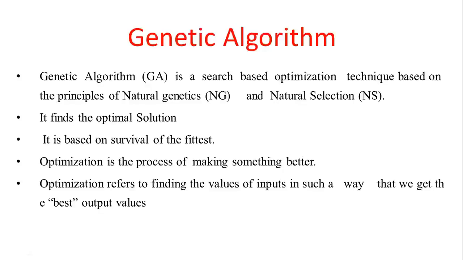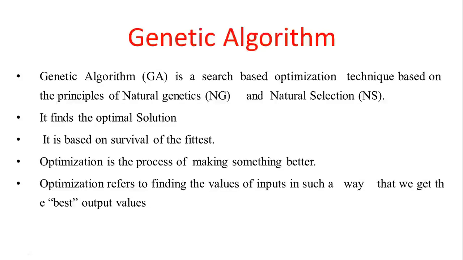So basically, genetic algorithm is a search-based optimization technique which is based on the principle of natural genetics and natural selection. It is also called a nature-inspired algorithm, an algorithm which is inspired from nature. Or we can also say genetic algorithm is based on the biological evolution process. So basically this is designed to solve optimization problems.